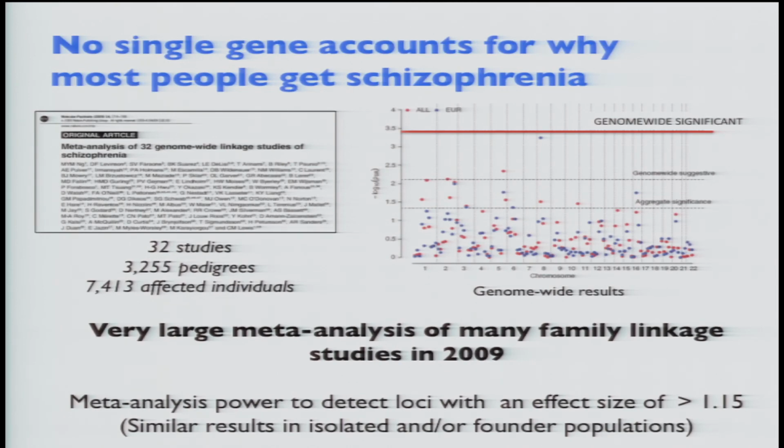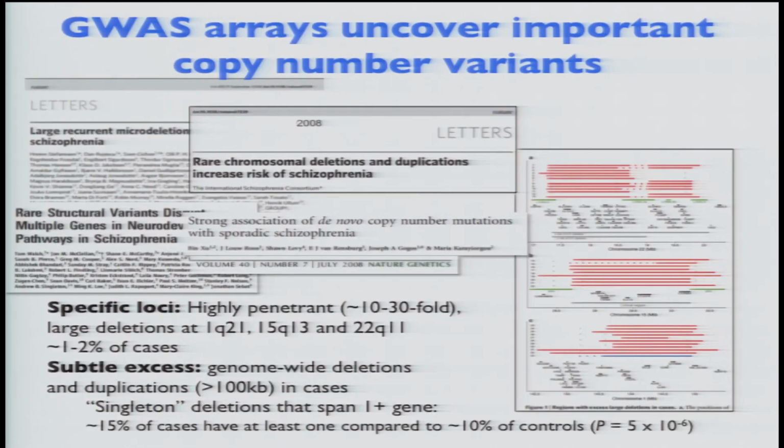And in fact, this is such a large study that it had the power to detect really small effect sizes. So even if there were a single gene or a small number of genes that increased risk just a little bit, we would have been able to detect it in this study. So something else must be going on. The first clue to what that was came from a series of studies in 2008 that my lab and several others participated in, where we were able to identify very specific parts of the genome that were missing in patients with schizophrenia.